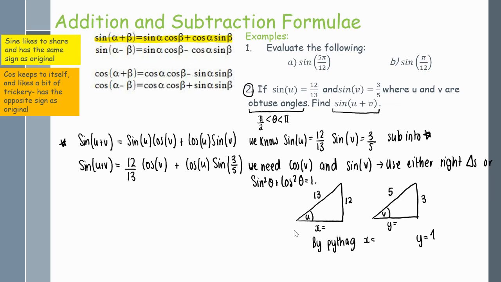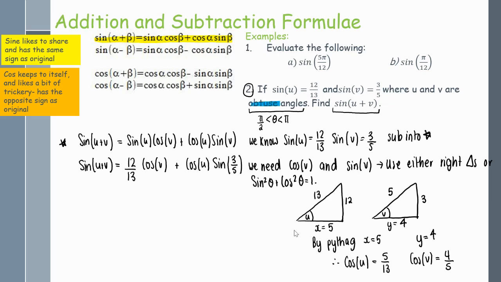Luckily, y is very easy. I know that 4 squared plus 3 squared equals 5 squared. The same with the x. X should be equal to 5 because 5 squared plus 12 squared equals 13 squared. This is nice because now I can find cos v and cos u. So cos of u would be my adjacent over hypotenuse, 5 over 13. Cos v the same, I'd have 4 over 5.